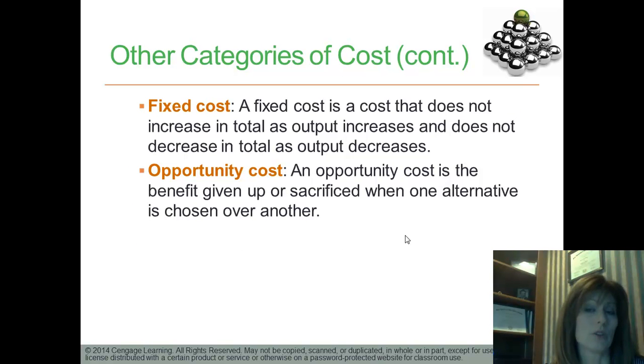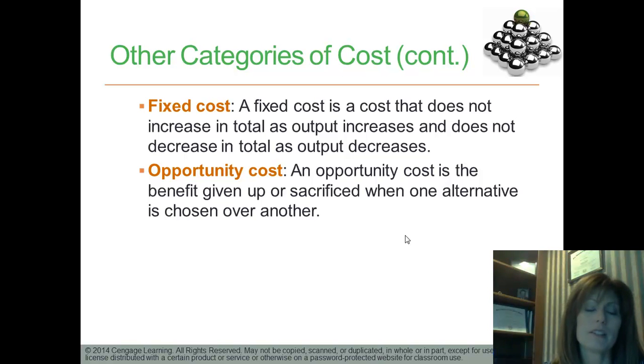Fixed costs are things that don't change with output. It doesn't mean they don't ever change, but they don't change based on our production of our product or our service. So think about the lease on our building. It might go up, the charge may go up year to year, but it's not going to go up based on how many customers we have or how many products we sell.